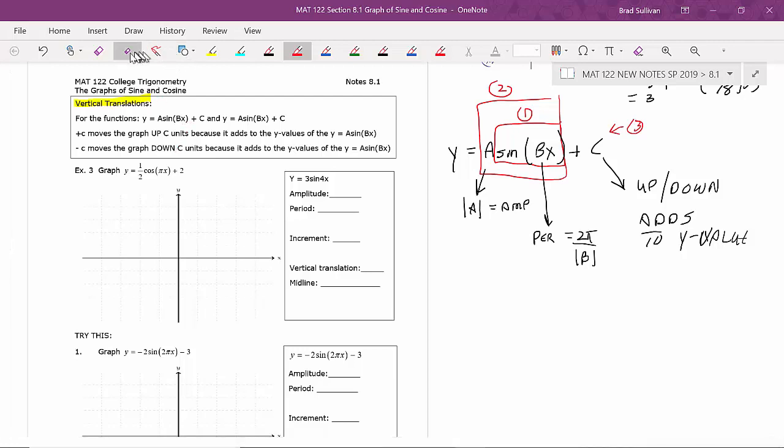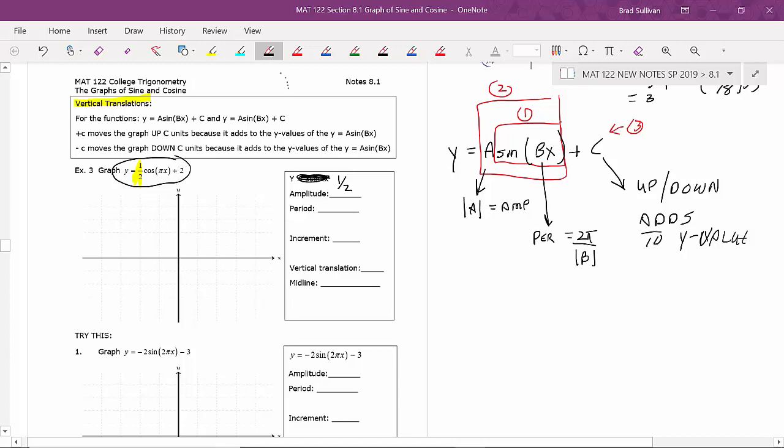Okay, so I think I didn't type this right, so the function that we're going to be working with is this right here. All right, so let's just do as much as we can in our head. What's the amplitude? Amplitude's 1/2. What does that tell you? That tells you that the max is 1/2 and the min's negative 1/2, but we now have this up 2 thing that we've got to consider.